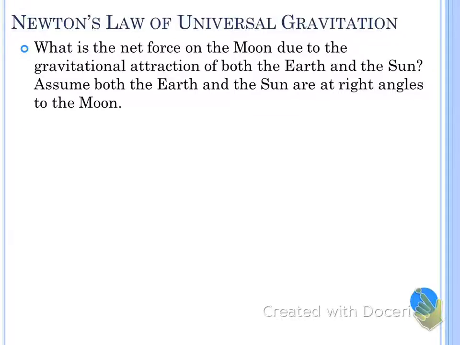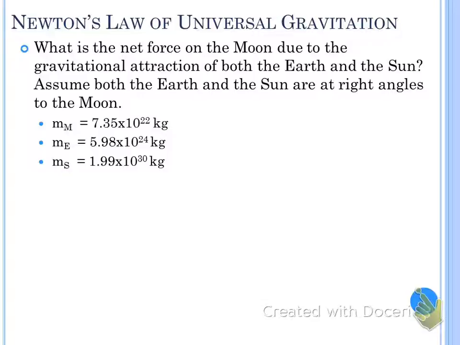Let me give you some more figures here. Mass of the moon, mass of the earth, mass of the sun.